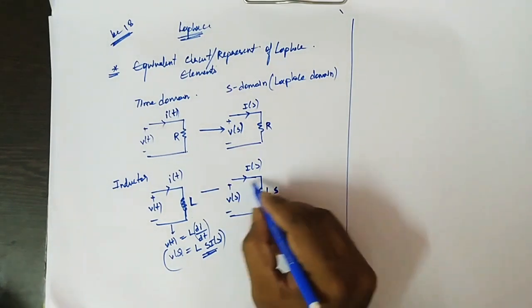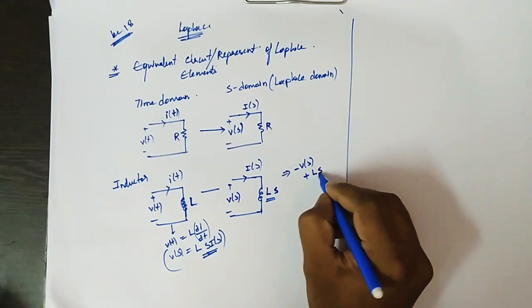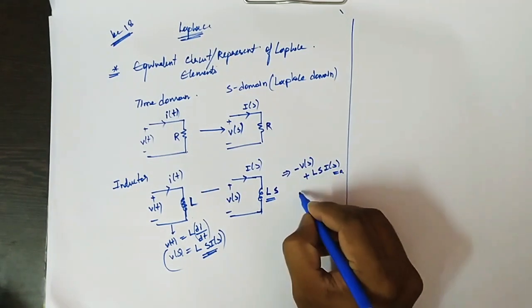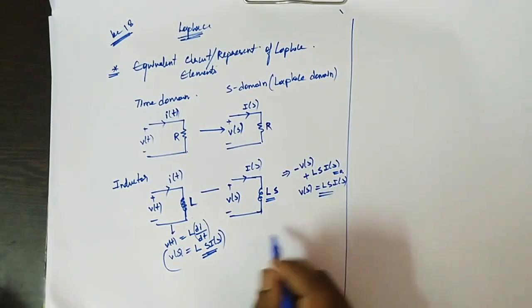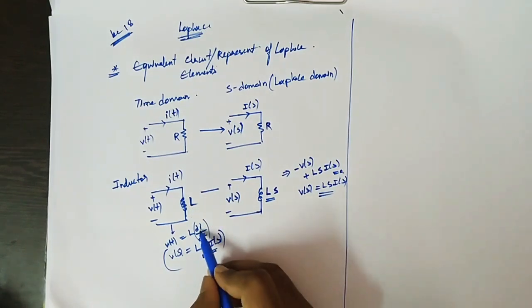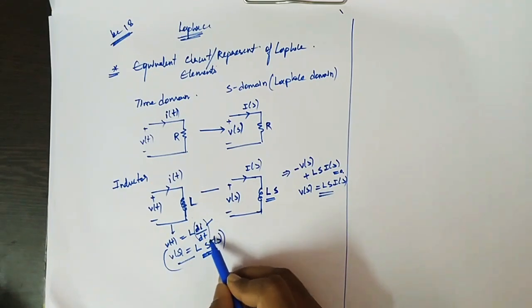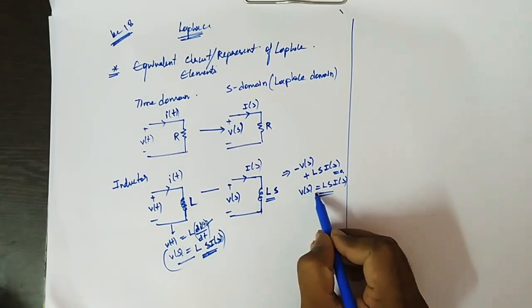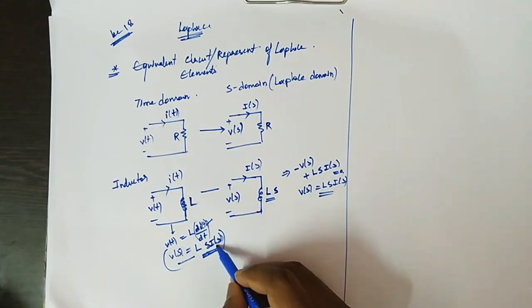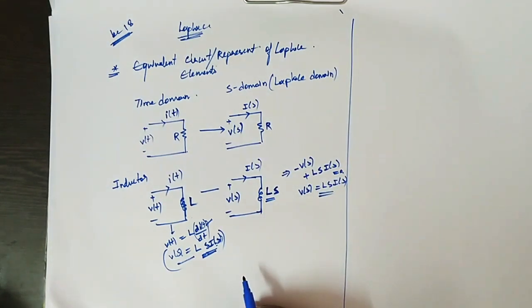If you do the loop equation for this circuit, what will you get? Minus V of s plus Ls into I of s equals 0. So V of s equals Ls into I of s. In time domain, this is the form. If you convert this to Laplace, the first order differential is s into I of s, where the function is I of t here. So in Laplace you get this similar equation. For that reason, L is represented as Ls.